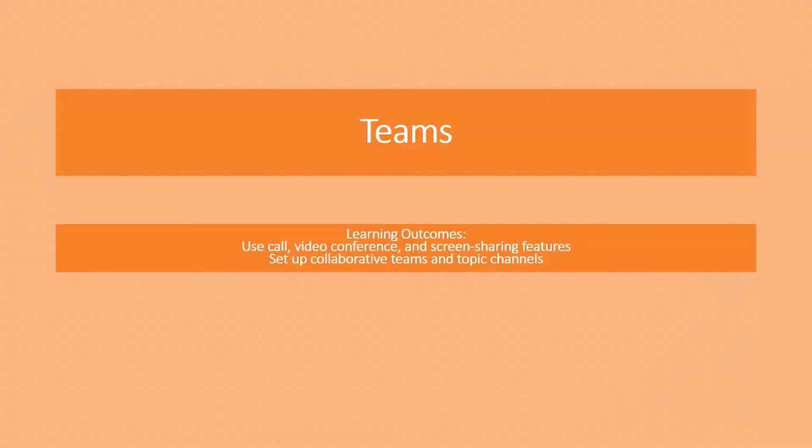So just to recap what we covered in the Teams portion of this, we weren't able to use the call feature because I don't have audio conferencing set up, but you saw where the phone icon is. If you do have it set up, you can place the call that way. We used video conferencing and screen sharing features. We also set up collaborative teams and topic channels.